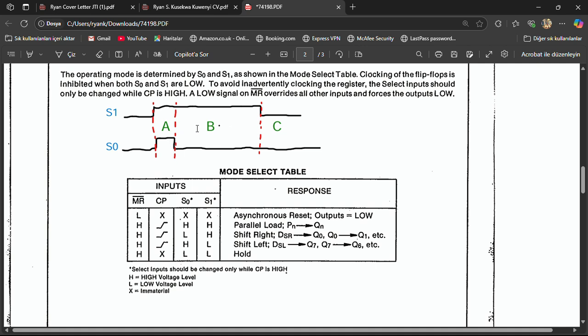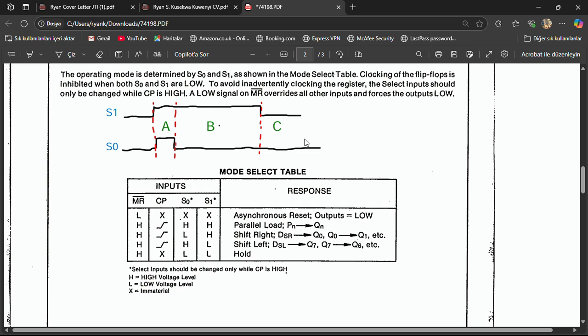After that, we move on to the second mode, which is the shift right mode, when S1 is going to be 1 and S0 is going to be 0, which is basically right here. And then after that, we move on to the last mode, which is the hold mode, when both of them are low again, where we're just going to hold the value and store it. So that's how I was able to implement operational control without having to use push buttons and stuff like that.